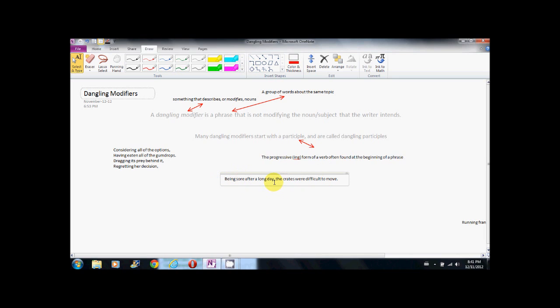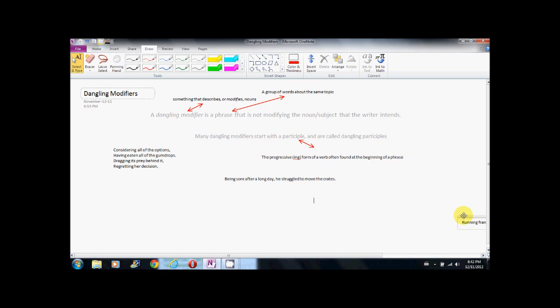The problem is the construction of the sentence. The thing that is sore should be right here, right after this comma. So there are a lot of ways we can modify this, but we need to have the thing doing the action, the thing that is sore, immediately after this comma. So something like this would work. Being sore after a long day, he struggled to move the crates. Okay. So by doing this, we have changed this from a dangling modifier to a participle phrase, something that is appropriately describing the noun or subject that we intend.